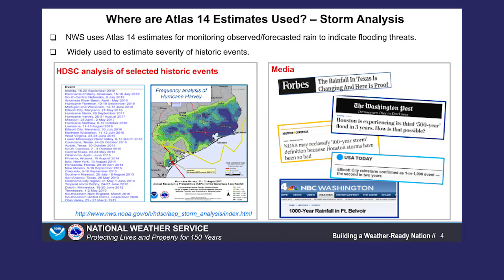Where are Atlas 14 estimates used? The National Weather Service uses Atlas 14 estimates in conjunction with their near real-time and forecasted multi-sensor precipitation data to monitor current and forecasted storm events and provide situational awareness of extreme storms capable of producing flash flooding. They are also used by media and others to convey the rarity of an extreme storm. For example, you may hear the term 100-year storm. HDSC also analyzes frequency of selected significant storm events. More information on the analysis is provided on the webpage that can be reached using the link shown in the left figure.